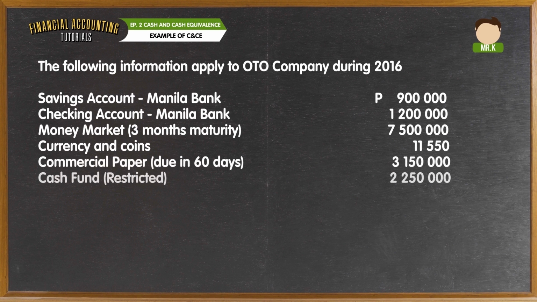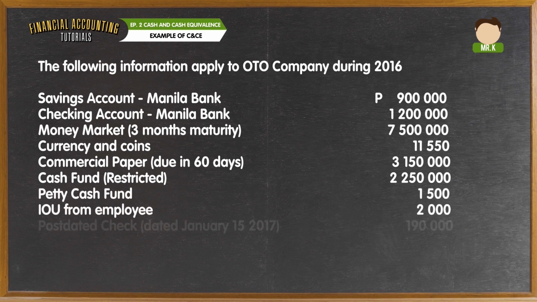11,550. Commercial paper due in 60 days, 3,150,000. Cash fund restricted, 2,250,000. Petty cash fund, 1,500. IOU from employee, 2,000. And post-dated check dated January 15, 2017, 1,100. Post-dated check dated January 15, 2017, 190,000.